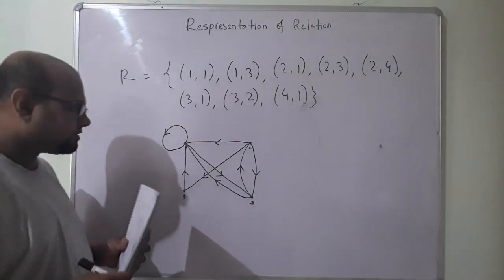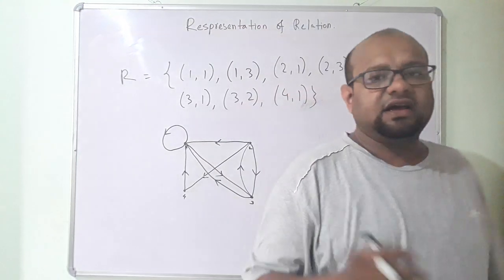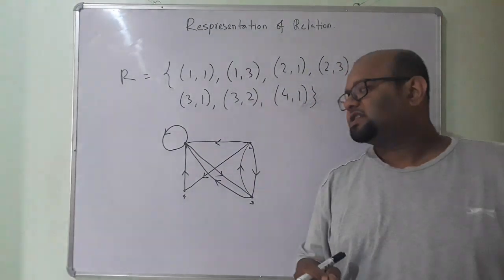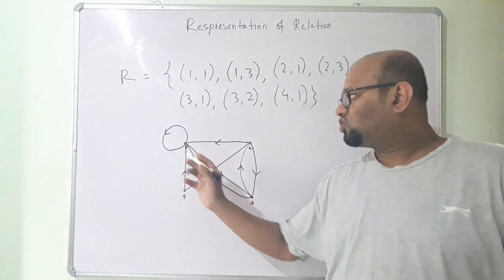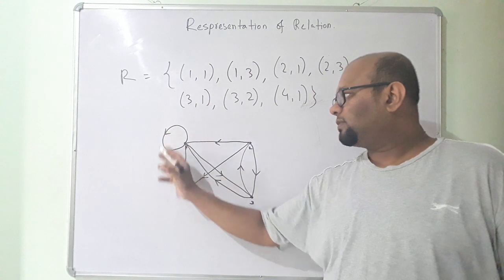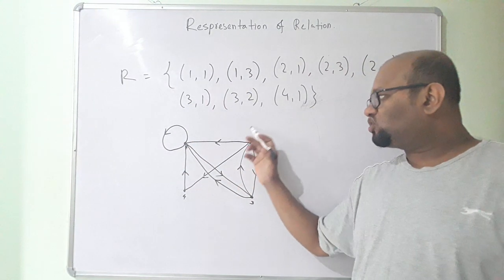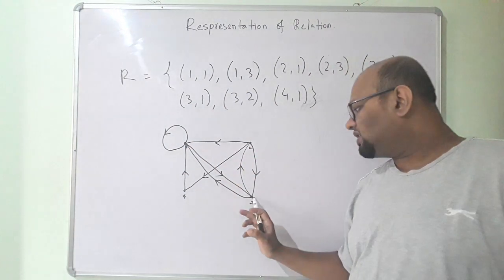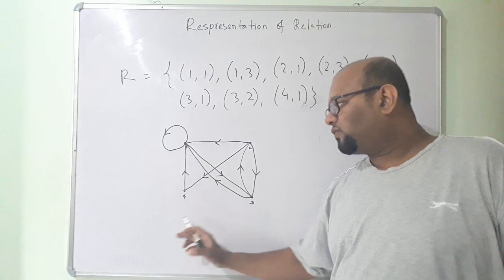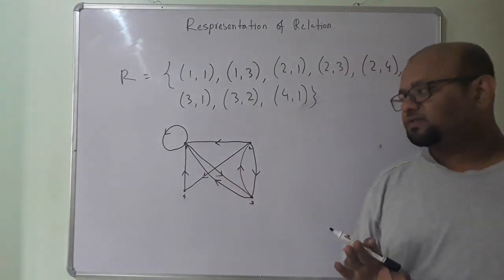Okay, here is my question: is this reflexive? I can see there is this self loop. That means 1 1 is here, but there is no self loop over here. 2 2 is not here, 3 3 is not here, 4 4 is not here. So I know this is not reflexive.